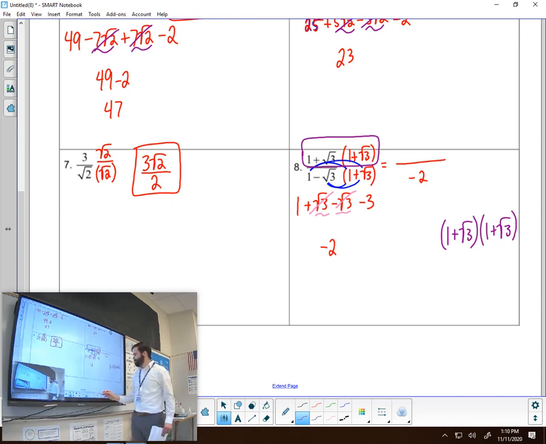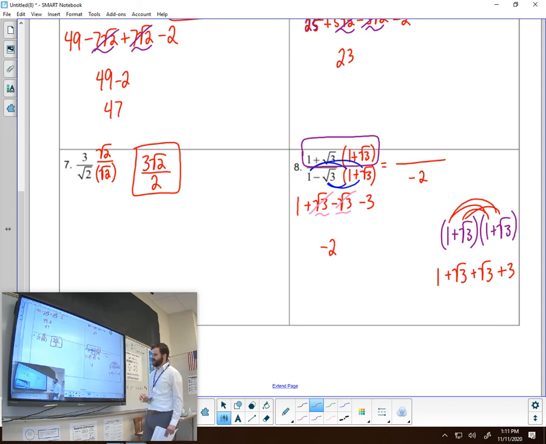Let's go 1 times 1 is 1. 1 times square root of 3 is square root of 3. Square root of 3 times 1 is square root of 3. And then the square root of 3 times square root of 3 is just positive 3. Combine like terms now. 3 plus 1 is 4. The square root of 3 and square root of 3 makes 2 square roots of 3. Okay, so we're going to write this out over here. So on top, we're going to have 4 plus 2 square roots of 3.